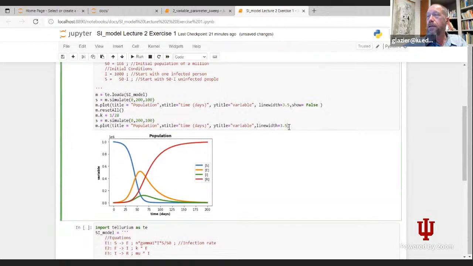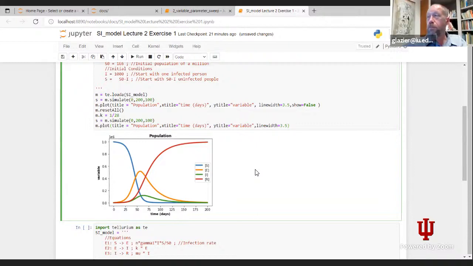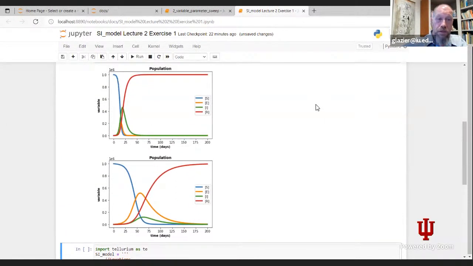So let's see, why is that not doing what you want? Which one is it plotting? The first one. No, the second one. Okay. Well, for the moment, why don't we just live with having them separate? So why don't you just get rid of the show false and compare? Okay, so what do you see as different between the two?